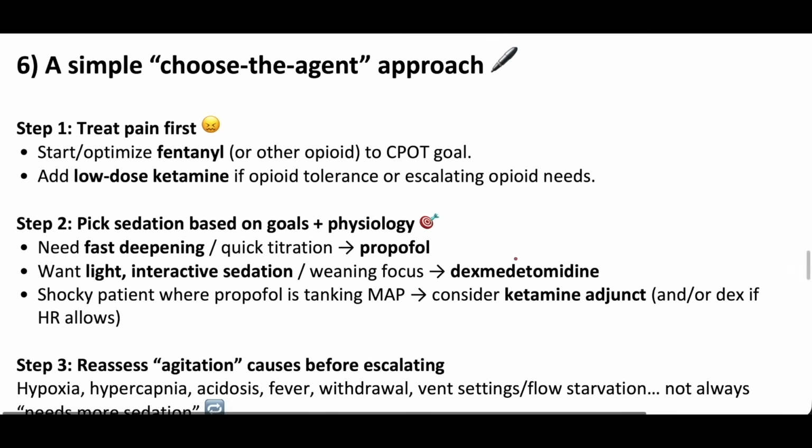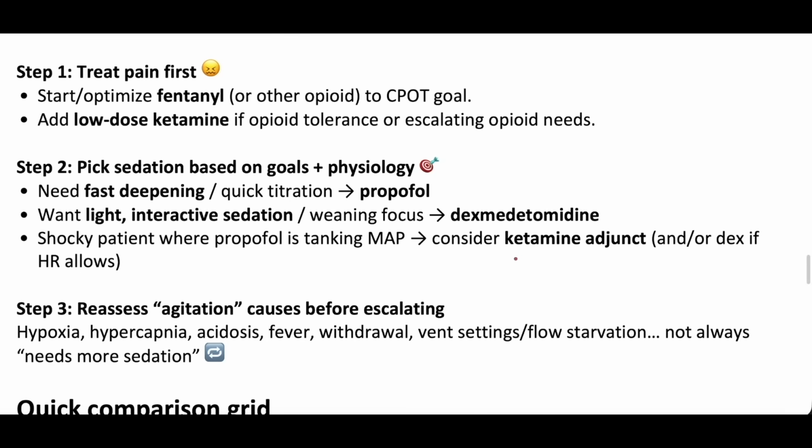How do we approach it? A simple choose-the-agent approach. Well, step one is, as we talked about, an analgesia-first approach. So the first thing you want to think about is to treat pain. You can do a CPOT score to see if it seems like they're in pain. If they are, consider starting fentanyl, right? That's a nice analgesic medication for those on mechanical ventilation who have elevated CPOT scores. Now, if they have opiate intolerance or escalating opiate needs, low-dose ketamine can be a nice adjunct for analgesia in certain patients.